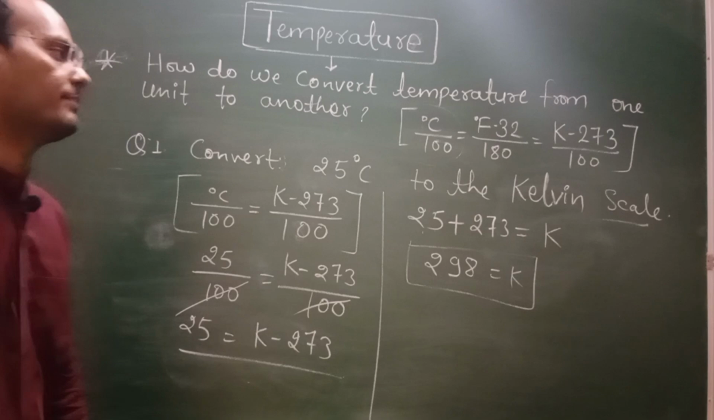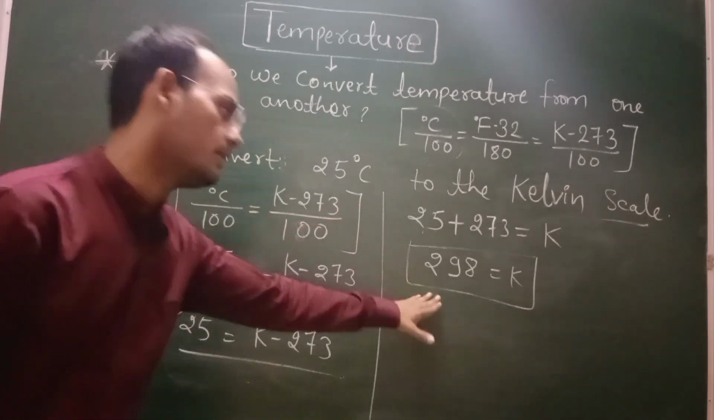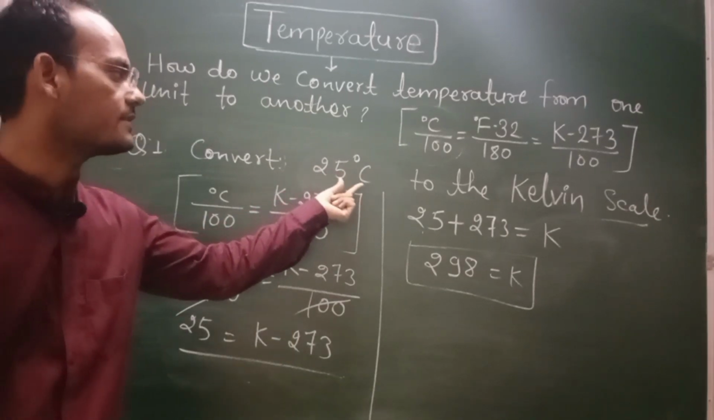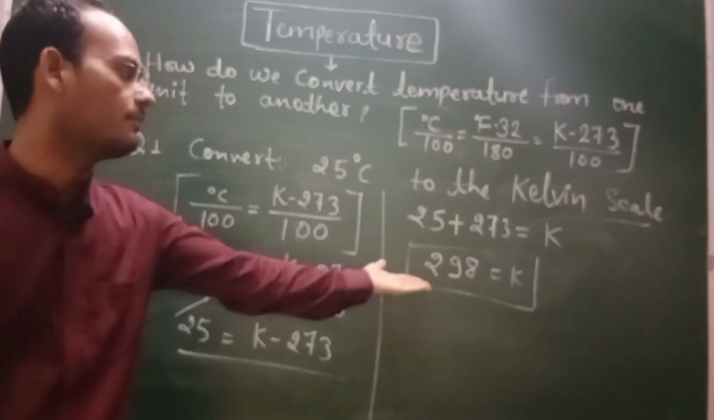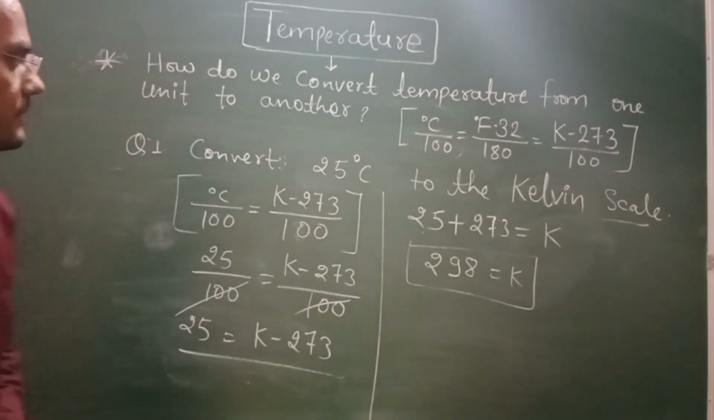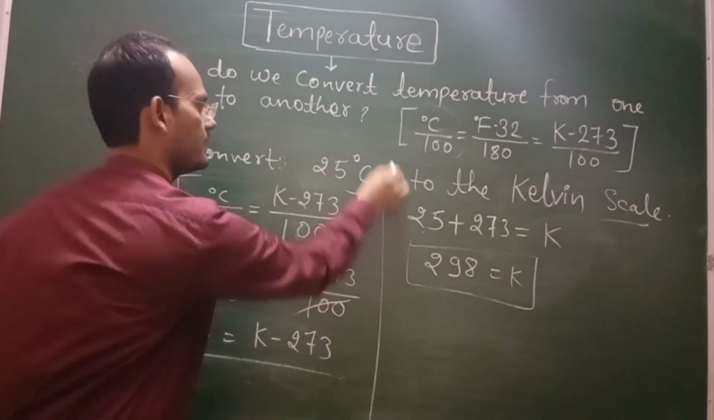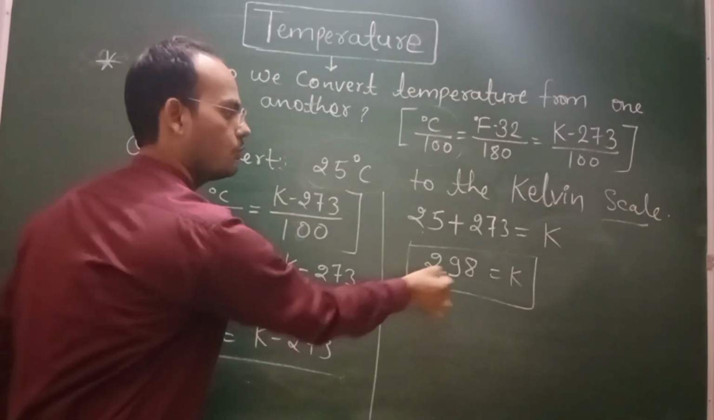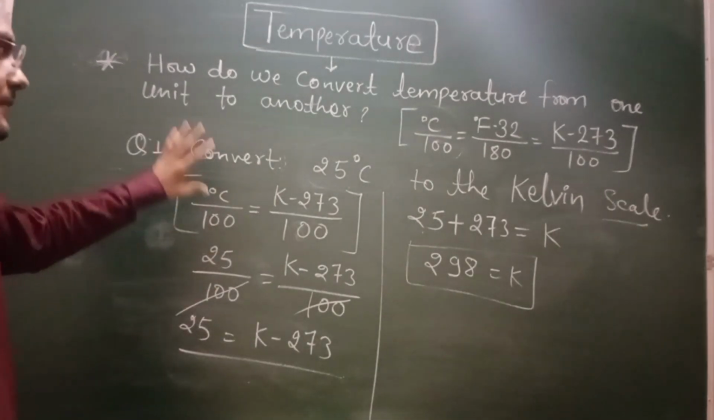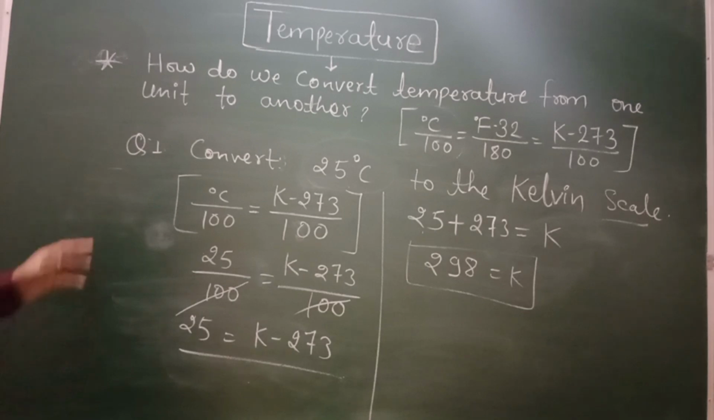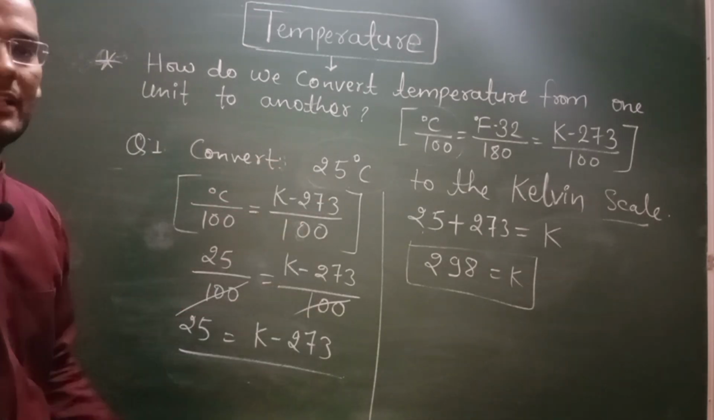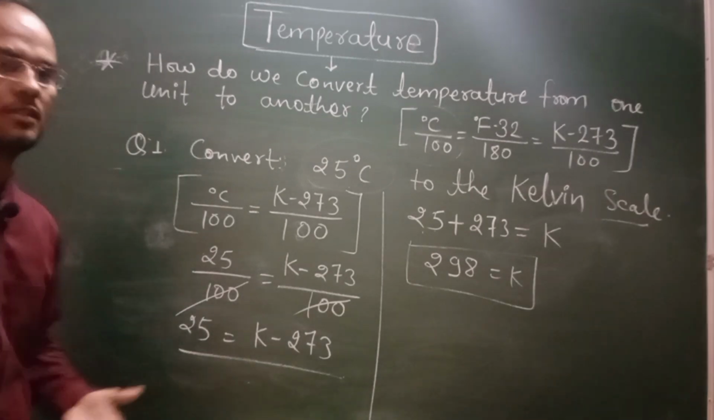298 Kelvin temperature will be in terms of this. So 25 degrees Celsius in terms of Kelvin will be 298 Kelvin temperature. Clear? Okay, this is another type of question by which we can change degree Celsius to Kelvin. So we will show the next type of question.